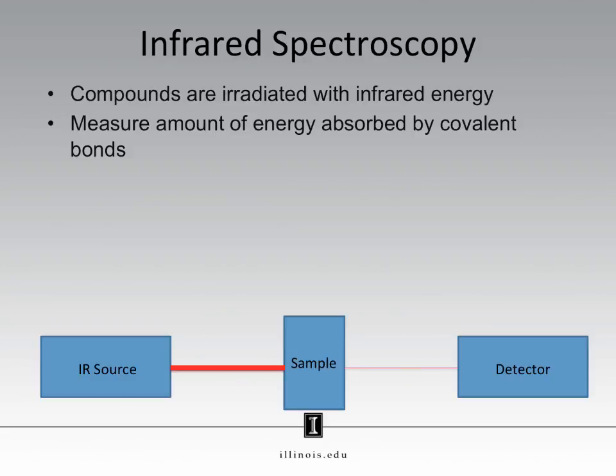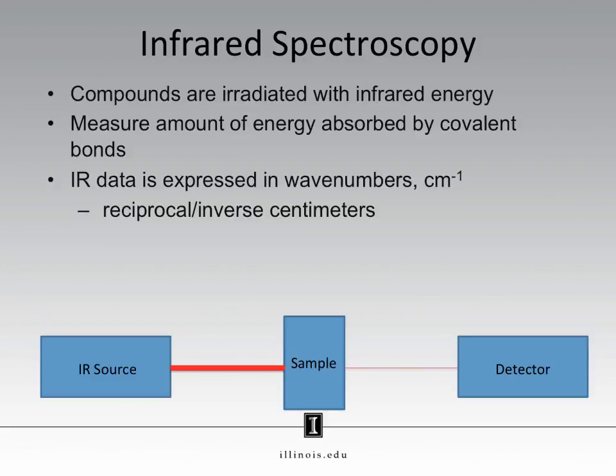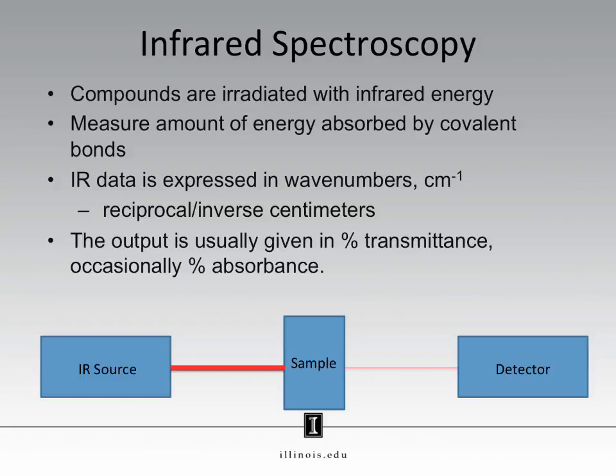It then plots that data as an expression of cm to the -1 power. This unit is often called wave numbers, although you may also hear it referred to as reciprocal centimeters or inverse centimeters. The IR spectrum that the instrument produces usually presents the output as percent transmittance. In other words, it shows the data as a measure of how much energy was transmitted through the sample, how much energy was not absorbed. Occasionally, you may see spectra that use percent absorbance instead.